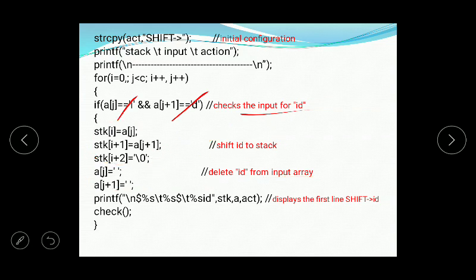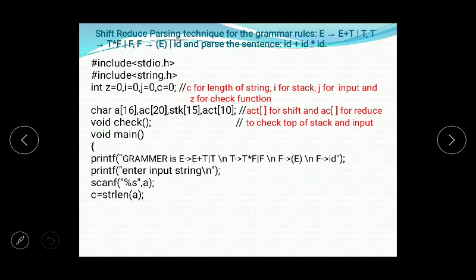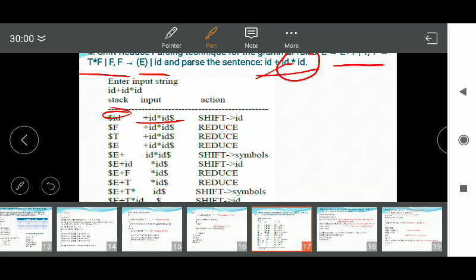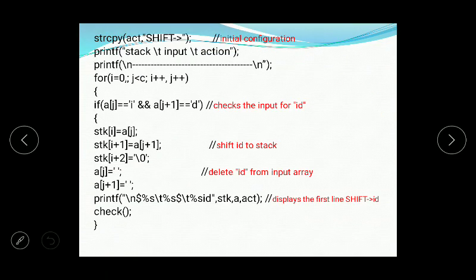Now id is already considered. I will show once if you want. Where is our format? Okay, here. After considering the first id which has been shifted onto the stack, we have to consider the next input as plus id star id. So these two positions, the i and d positions, are made null now. That part is over. Now display the first line. We require the stack content to be displayed, the input to be displayed, as well as the shift action. So display the first line in the expected output.